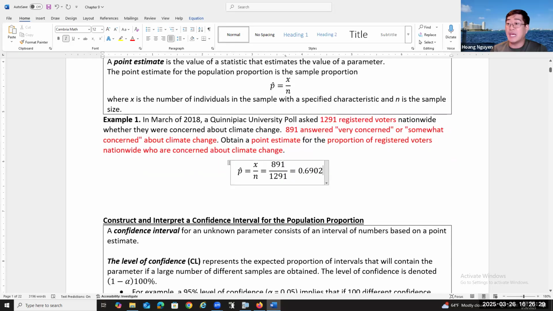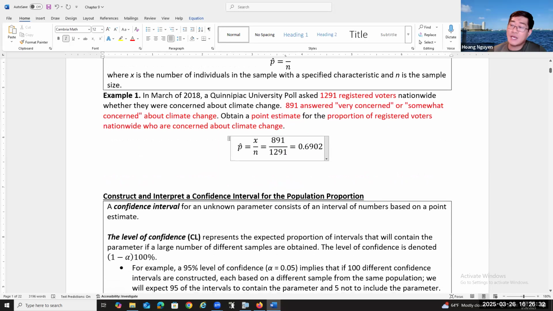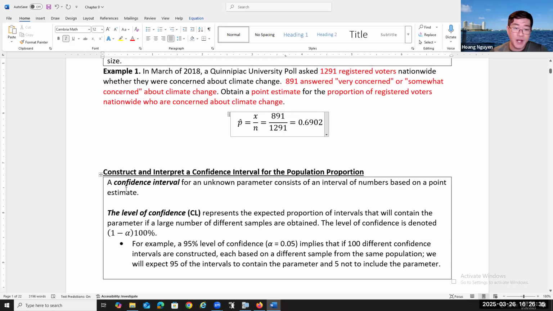That's going to be the confidence intervals. So what is a confidence interval? A confidence interval for some unknown parameter consists of an interval of numbers based on a point estimate. So based on the sample proportion that we just calculated, we're going to do some further calculation so we can come up with an interval of numbers to estimate the population proportion. That's what I mean by the confidence interval. So a confidence interval is an interval of numbers that estimates some population parameter based on the point estimate.